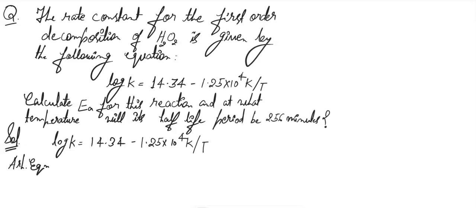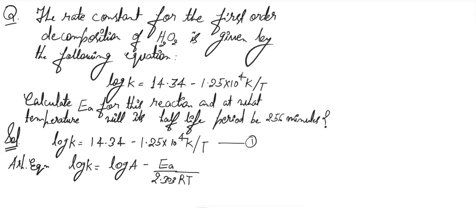The Arrhenius equation in terms of log can be written as log K equals log A minus EA upon 2.303 RT. This is the standard Arrhenius equation in terms of log. Now, this is equation 1 and this is equation 2, so compare the equations and get the values.